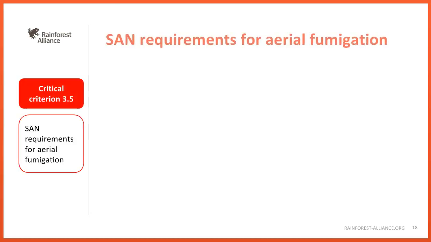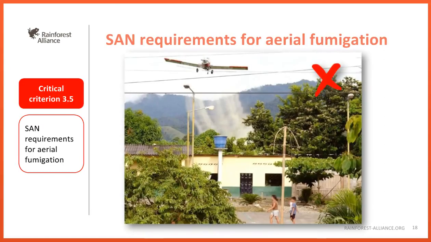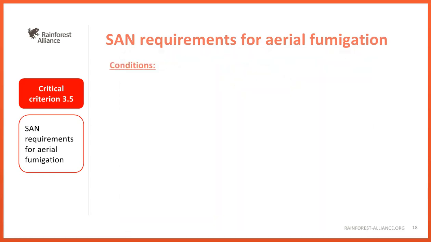One of the chemical application methods that has often affected the communities and the environment is aerial fumigation. When it is not conducted with caution, it can cause a great scale of spray drift, affecting people's health, water sources, and wildlife. The SAN has established requirements for aerial fumigation under Critical Criterion 3.5. It includes many conditions that you will need to meet in order to conduct aerial fumigation.